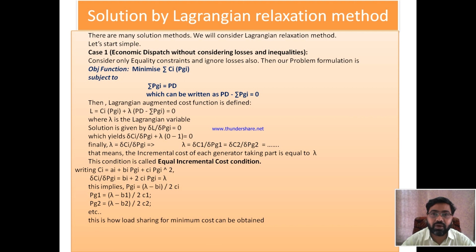We have ignored inequalities here. In this process, PG1, PG2, PG3, one of these may exceed the generation capacity of the unit, which is not desirable. We will see in the next session how this upper limit can be controlled. That will be seen in case 2 and case 3. Thank you.